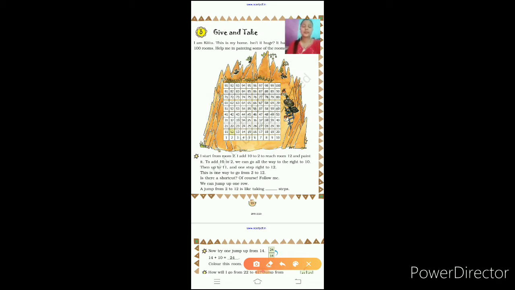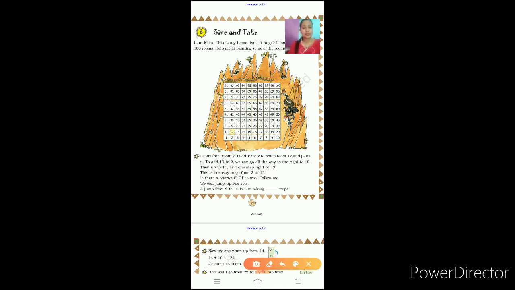Okay, so let's start. On page number 29 there is one girl, Kitu, and she wants to paint her rooms, but there are 100 rooms and it is very difficult for her to paint each and every room. So what she did, she started from room number 2 and added 10 to 2 and she reached room number 12. How? Because 2 plus 10 is equal to 12. So when she moved 10 steps forward from room number 2, she reached room number 12.